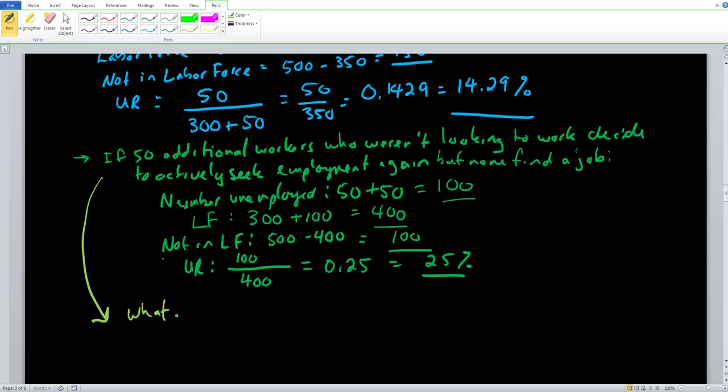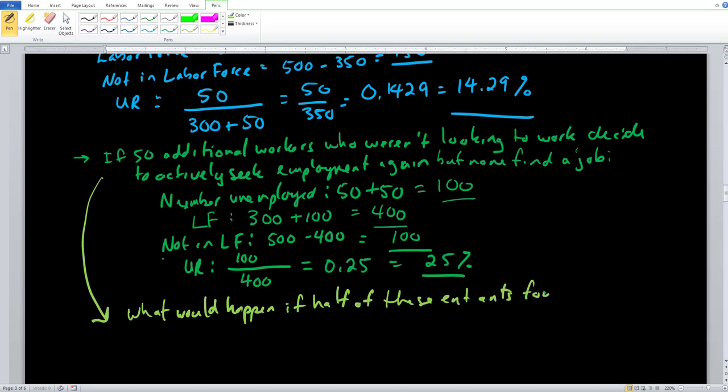So what would happen if half of these entrants found jobs? So out of these 50 people who decided to actively seek employment again, half of them found jobs. So how many people is that? That's going to be 25 additional people. So 25 people find jobs, 25 people do not find jobs.